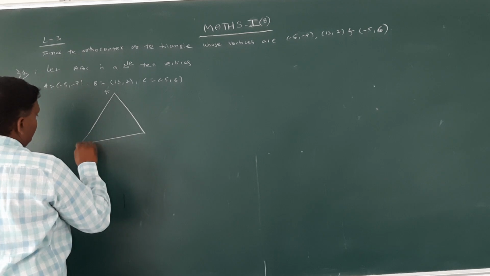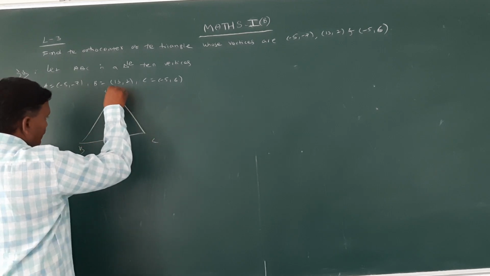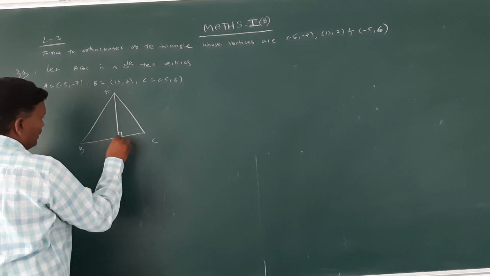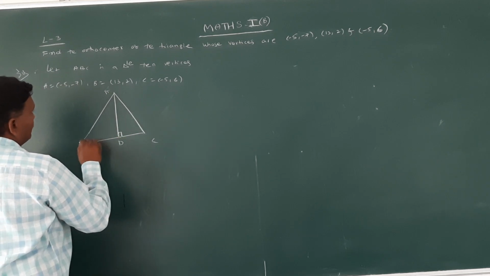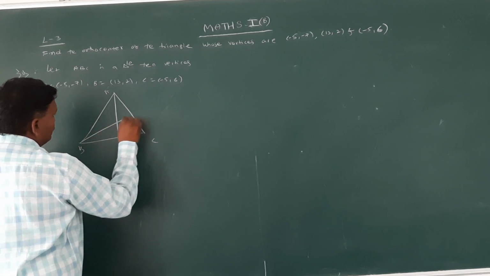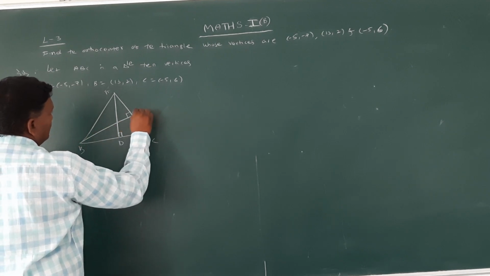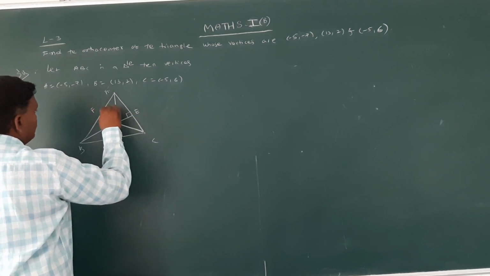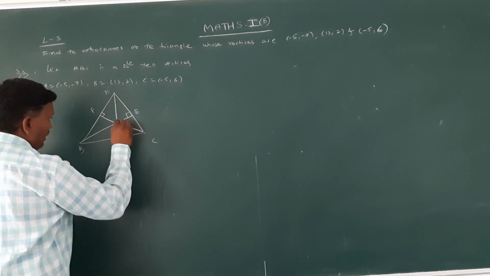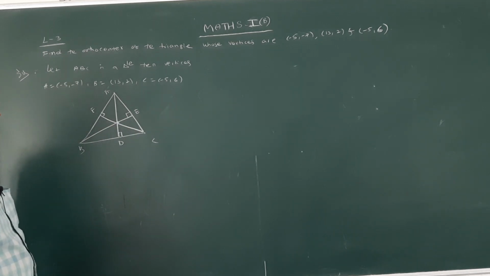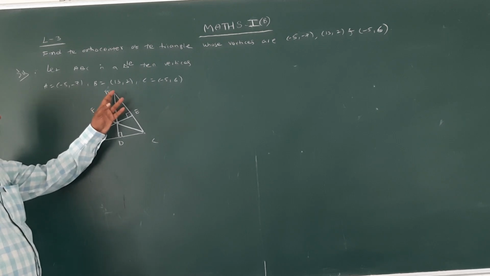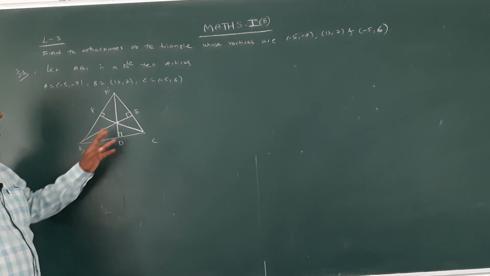A, B, C. The altitude from a vertex to the opposite side is perpendicular to that side. Let the feet be D, E, F. This point is called the point of concurrency, which is the orthocenter of the triangle. First, we find out AD and CF.